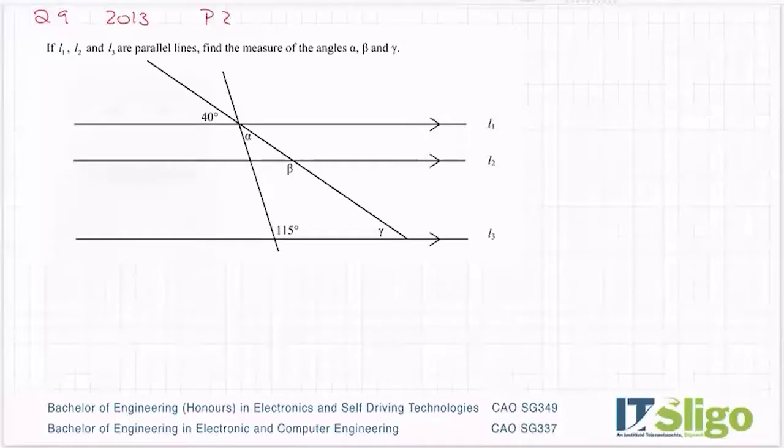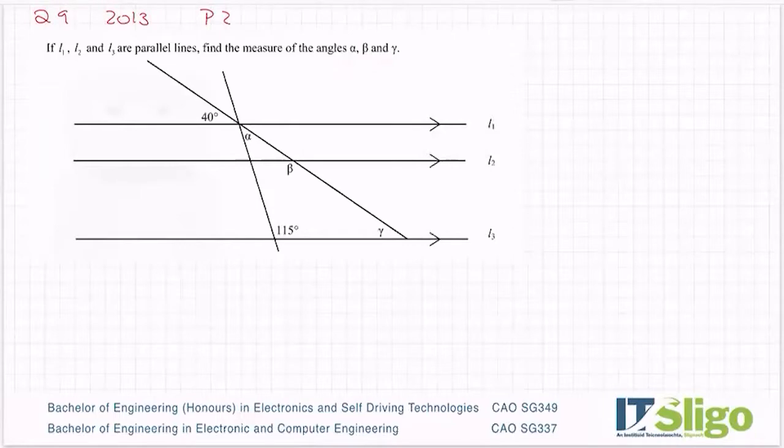Okay, let's practice some angles: corresponding angles, alternate angles, vertically opposite angles, and interior angles. All the theory we were doing last week. If L1, L2, and L3 are parallel lines, find the measure of the angles. They're actually alpha, beta, and gamma, or A, B, and Y.